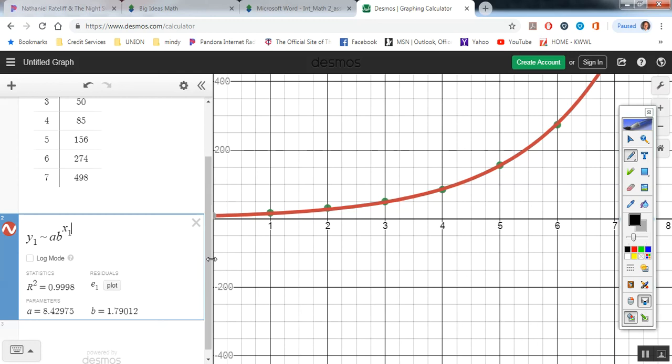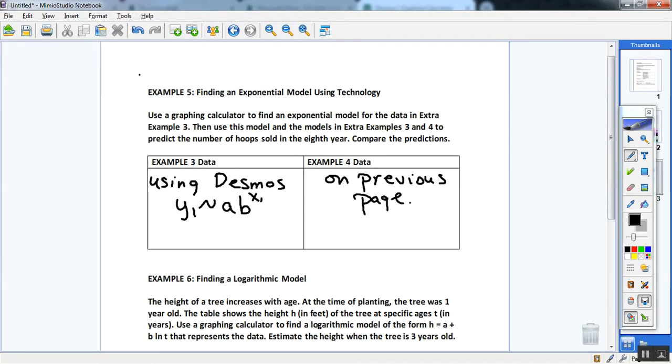Okay? So by Desmos, you may not get exactly the same thing, but understand the work that you do has got to be pretty close to this. So by this, I get 8.43 times 1.79. So we'll write that down. And it's not a big deal. If there's a little bit of variance in it, that's okay. So what did they get again?